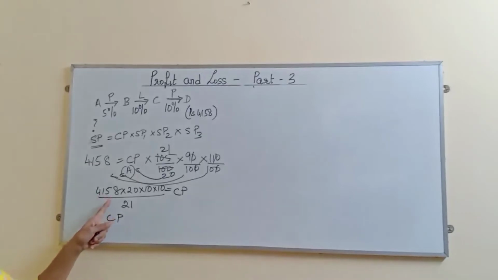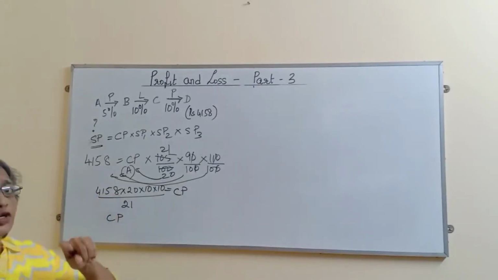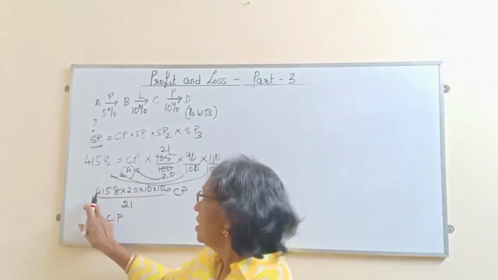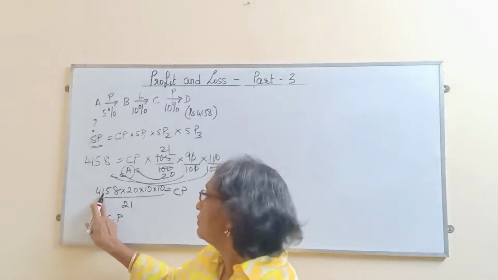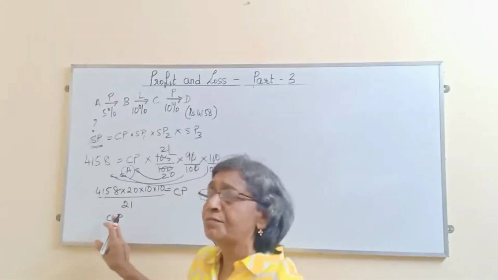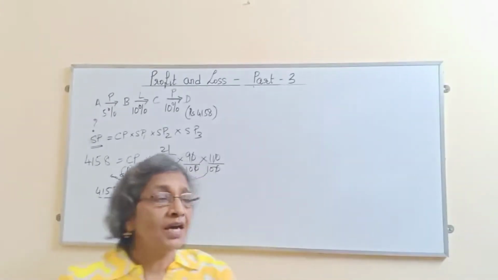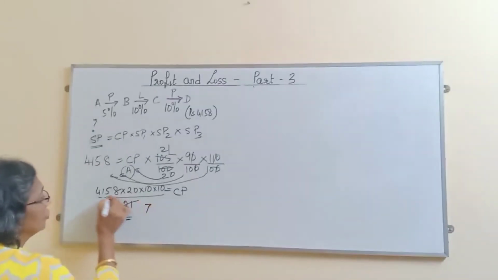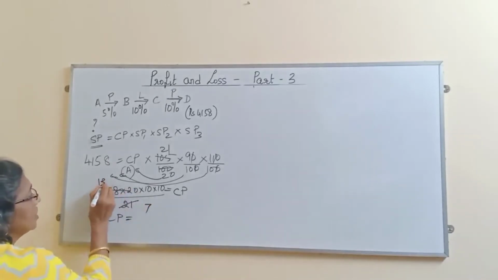Is this divisible? Now I'm showing you the divisibility rule. Is it divisible by 3? 4 plus 1, 5. 5 plus 5, 10 plus 8, 18. 18 is divisible by 3. 21 is divisible by 3. So first cancel it by 3. So 3 ones are 3, 3 threes are 9, 3 eights are 24, 3 6 are 18.